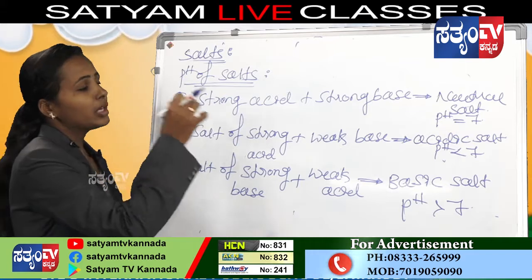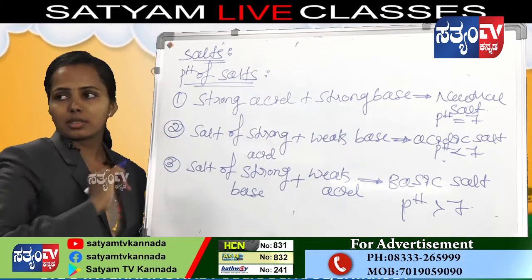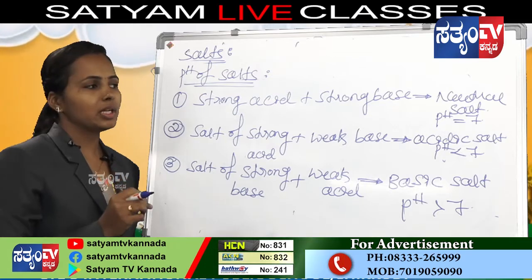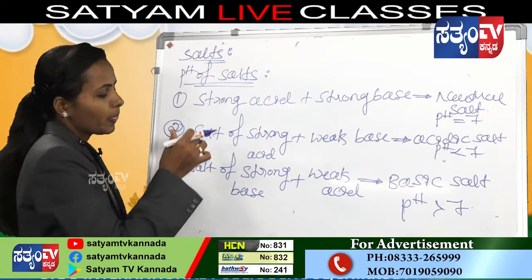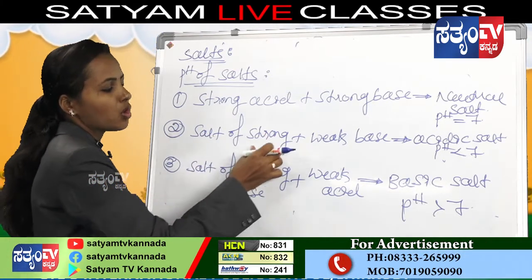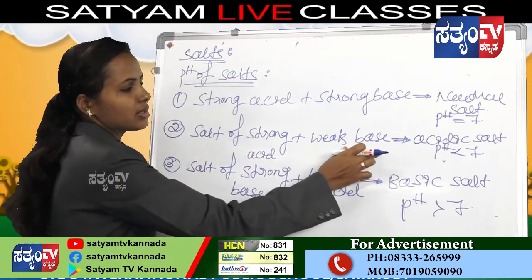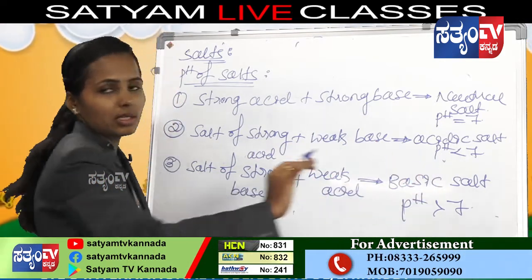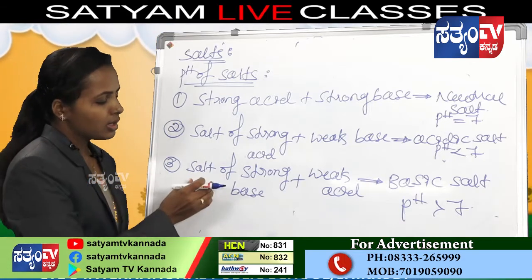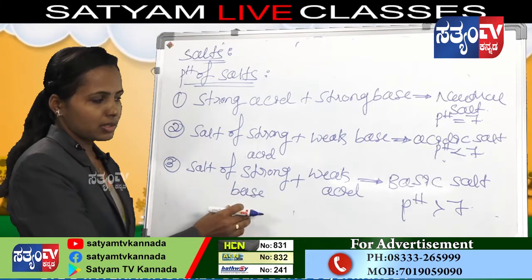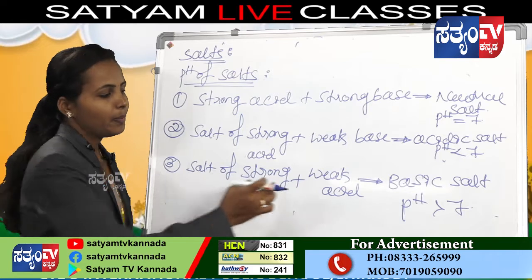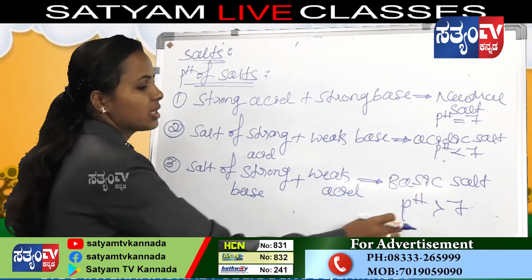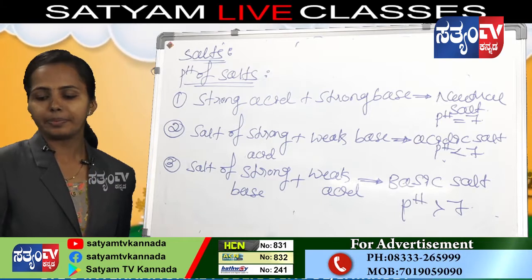Here when the combination of strong acid plus strong base, then they give neutral salt. The neutral salt pH is equal to 7. And the combination of salt of strong acid and weak base gives acidic salt and their pH is less than 7. And next, the salt of strong base and weak acid gives basic salt and the pH is greater than 7.